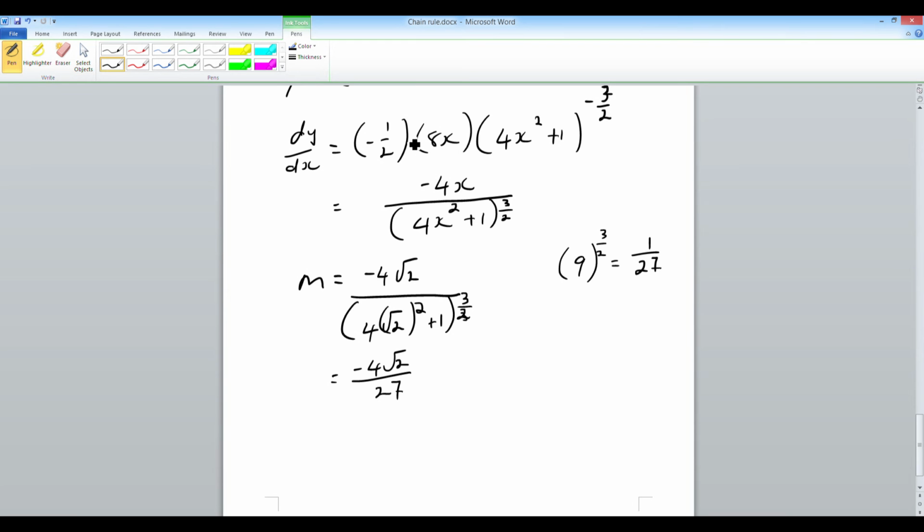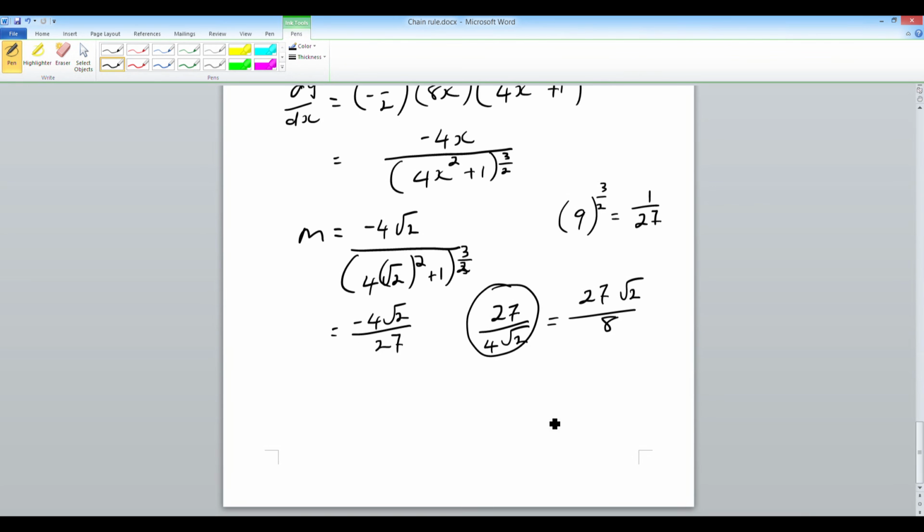But they asked me for the normal to the curve. So for the normal gradient, I am going to find the negative reciprocal. So that will be 27 over 4 root 2. Remember, I'm going to flip the sign, and then I'm going to get the reciprocal for the normal. But now, I cannot leave my answer like this because there is a radical in my denominator, so I will have to rationalize this. So I'm going to multiply throughout with root 2, and then I can rationalize it, and in simplified form I'm going to get 27 root 2 over 8. So this is the gradient of the normal to the curve.